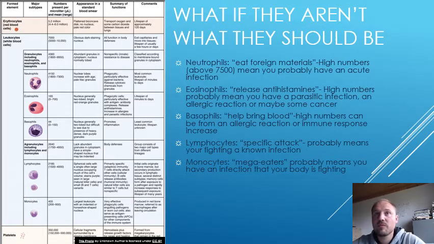So those high neutrophil counts mean you probably have some kind of little infection, or that you've got a wound, and oftentimes you'll see this result in pus. You'll see all the pus and stuff coming out. Let's say your eosinophils are high.